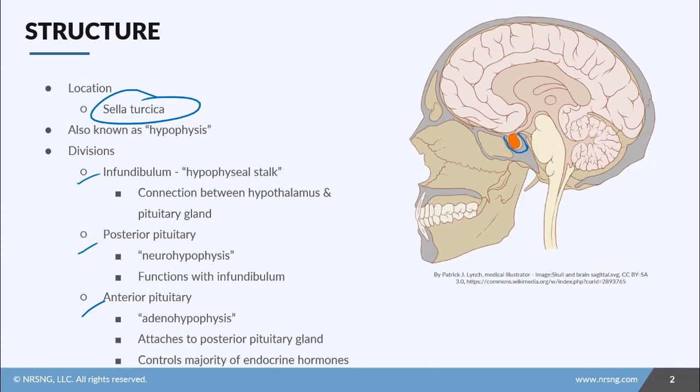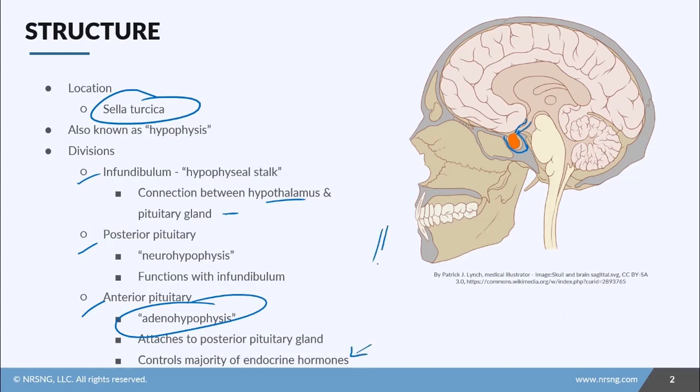The infundibulum is also known as the hypophyseal stalk, which actually comes down here, and it's a connection between the hypothalamus and the pituitary gland. So that's how they talk to each other. Then there's the posterior pituitary gland, known as the neurohypophysis, and it actually functions with the infundibulum. Now, the anterior pituitary gland is known as the adenohypophysis, and it attaches to the posterior pituitary gland, and it's going to control the majority of those endocrine hormones.